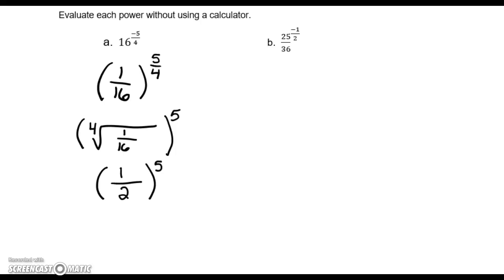So now we can take the exponent for each of our numerator and the denominator. So 1 to the power of 5 is just 1. And then 2 to the power of 5 is 32. And that is our simplified expression there.